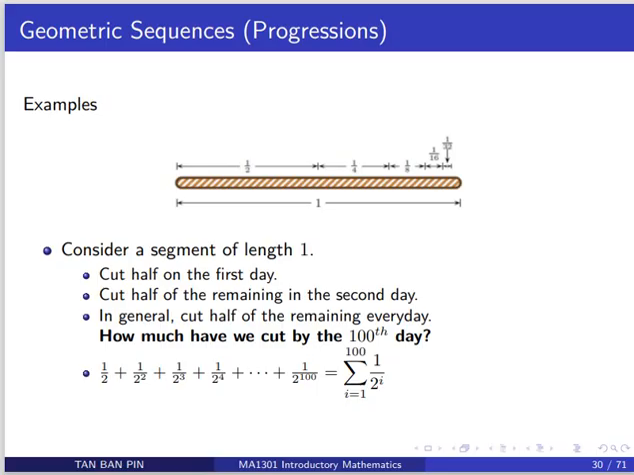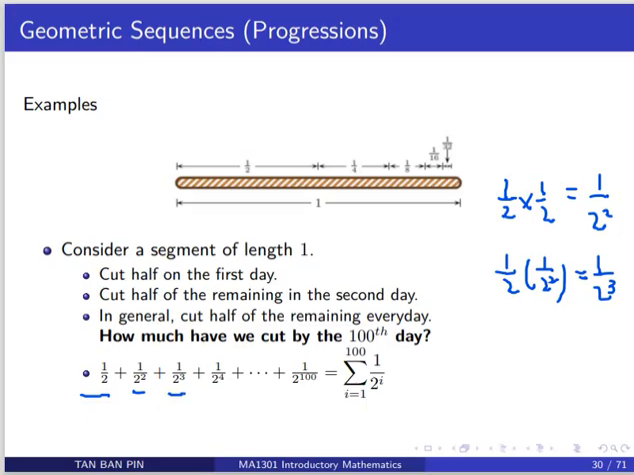So first day you cut half, second day you cut half of half, which is 1/2 squared. Third day you cut another half of half squared, which is 1/2 to the power 3. In this way, after 100 days, you have cut half plus half squared plus half cubed, all the way until 1/2 to the power 100.